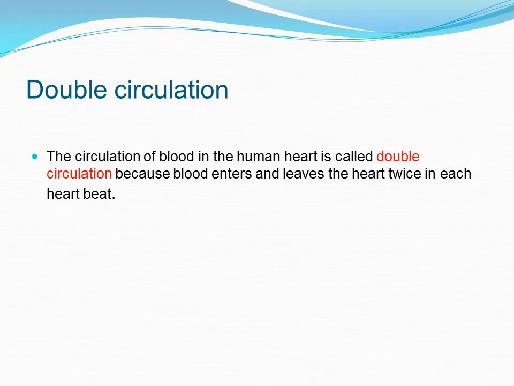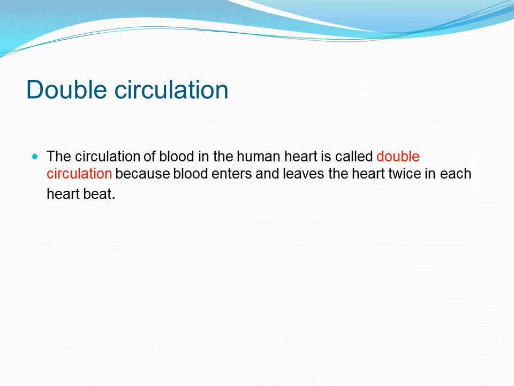The circulation of blood in the human heart is called double because the blood enters the heart twice and leaves the heart twice in each heartbeat. We will discuss this in detail when we study the cardiac cycle of the heart, which will be the next video. Now just understand that as blood enters twice and leaves the heart twice, it is called double circulation.